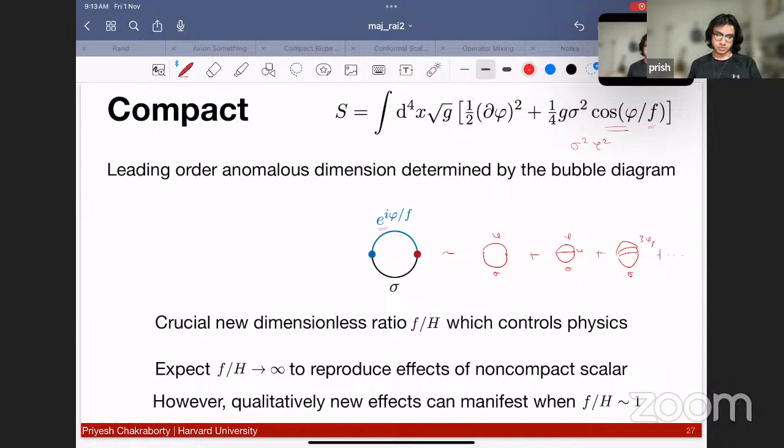So as I had mentioned before, now in the compact scalar case, we have an additional scale. We have f, or another dimensionless ratio, I should say, f over h, which can control physics. As I said before, when you send f over h to infinity, where it becomes very difficult for this axion to really learn that it's a compact scalar, we should reproduce the same effects as before. But when f over h is order 1, then anything can happen.